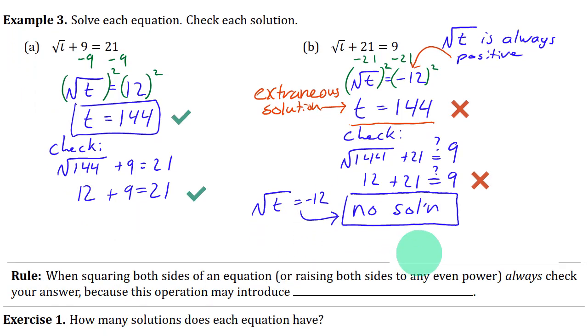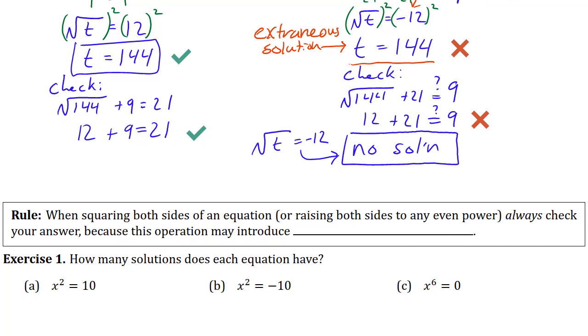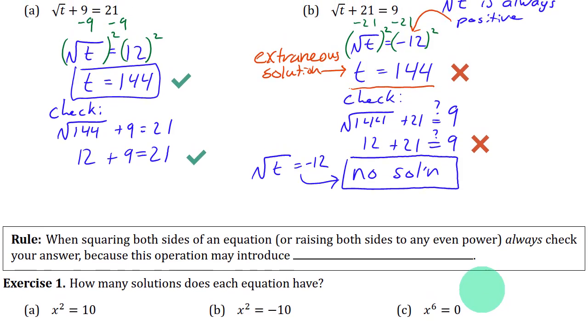Okay, so that's what this rule says. When squaring both sides of an equation or raising both sides to any even power, like 2 is an even power, so is 4 or 6, etc., always check your answer because this operation may introduce extraneous solutions. All right, so always check your answer.